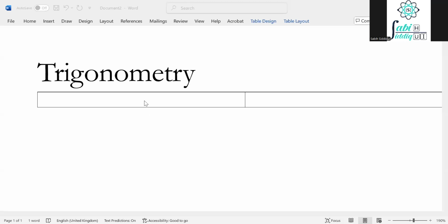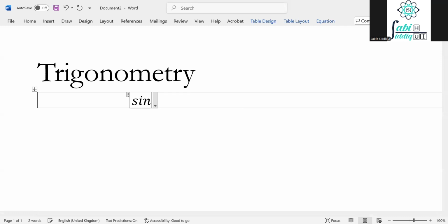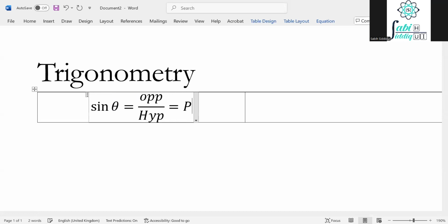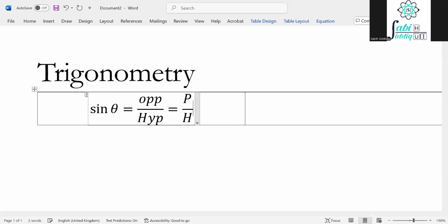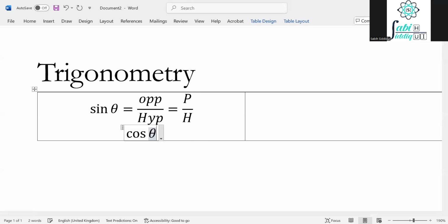Reciprocal functions. Some of the things that we studied in A levels, AS: sine theta is opposite upon hypotenuse. I'll write for the time being perpendicular upon hypotenuse. Does anyone have any problem? Okay, what about cos theta?